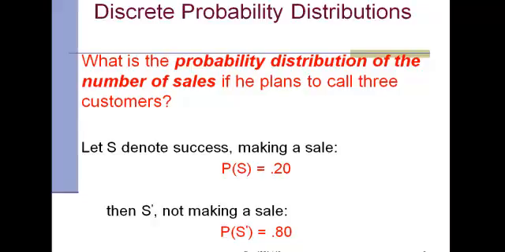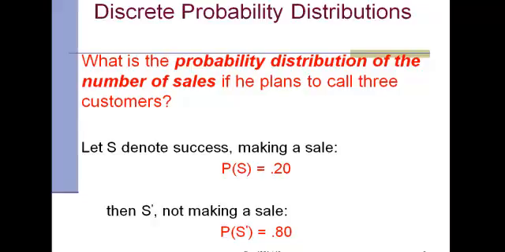So if this salesperson is thinking of calling on 3 customers, what are the different values that our unknown random variable could be? There's actually 4 outcomes possible in 3 sales calls. X could be 0, meaning they make no sales. They can make 1 sale, 2 sales, or 3 sales. So there's 4 possible outcomes.